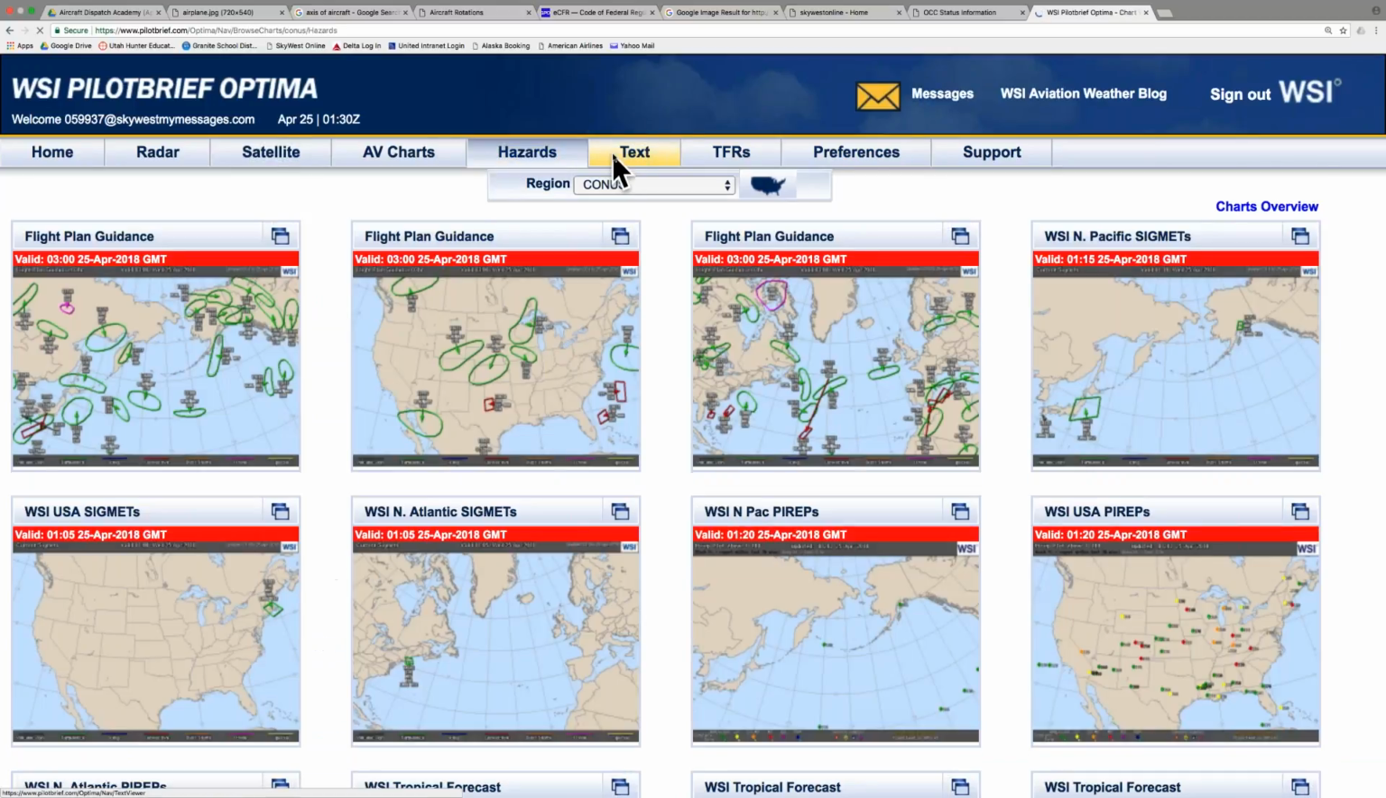We also use the textual formats a lot. These flight plan guidances will also tell us information to help us better plan our flights. So, does anybody have any questions about any of that? I mean, there's probably thousands of them, but I'm trying to keep it as general as we can and try to stay on topic.